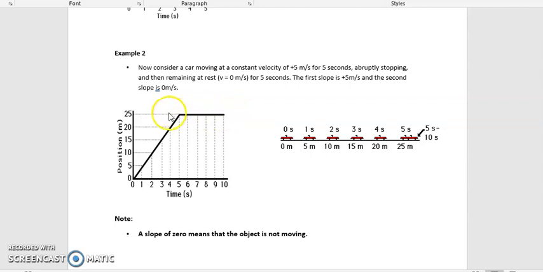And it makes sense, because this position y-axis is telling us what our position is. So if we're at 25 and I tell you, or if you're standing 25 meters away from me and I tell you to stand there for 5 seconds, your position hasn't changed over that time period. Okay, so remember that one. On a position time graph, a flat line means that the object is not moving.